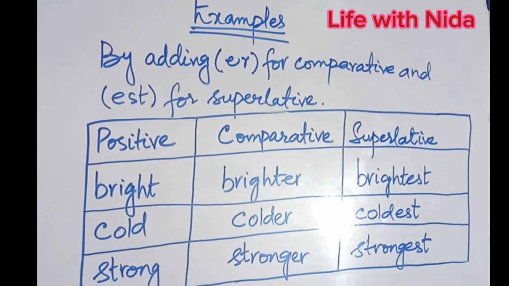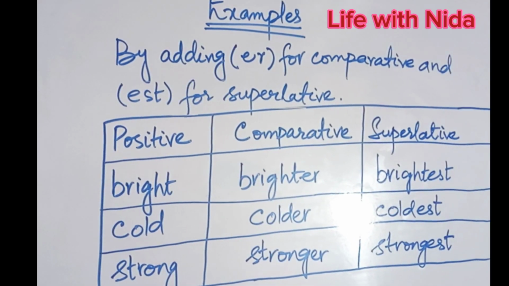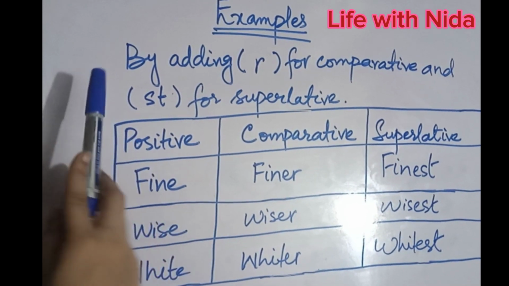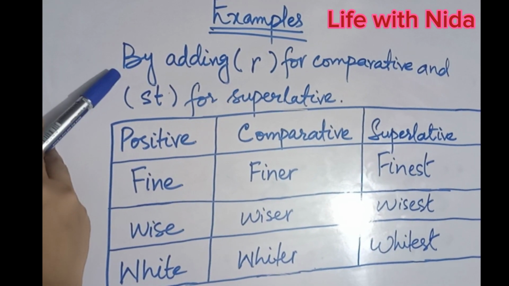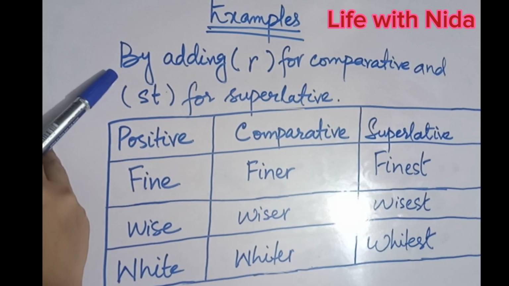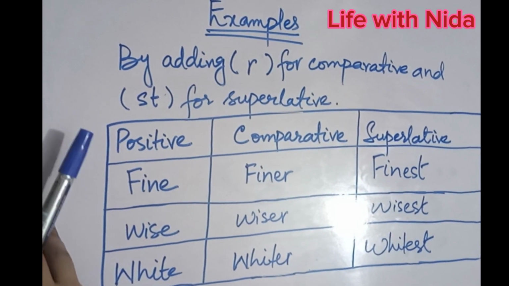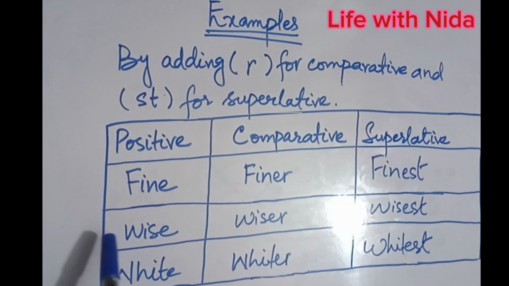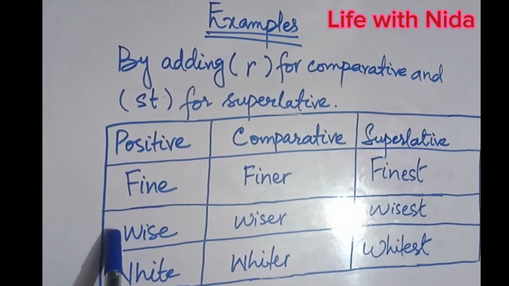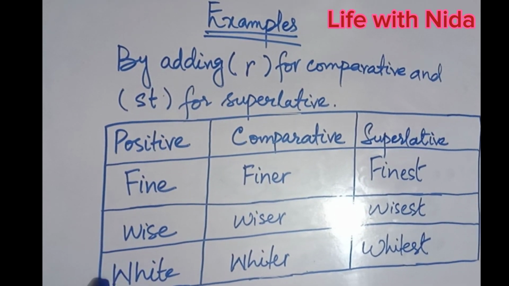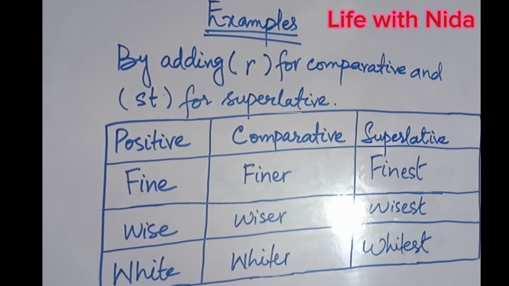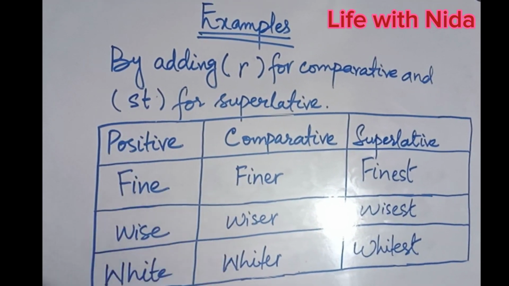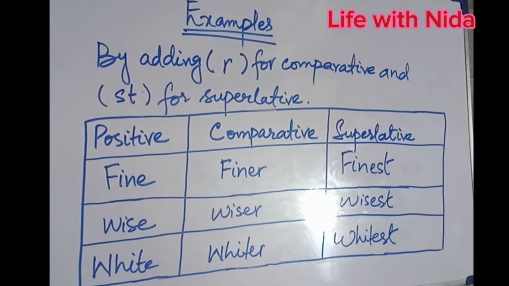So let's see another way of changing comparative and superlative degree. By adding R for comparative and ST for superlative at the end of the positive degree. So this is another way of changing comparative and superlative degree. Number 1, fine, finer, finest. Number 2, wise, wiser, wisest. Number 3, white, whiter, whitest. So note down the characters R and ST for the conversion of comparative and superlative degree at the end of the positive degree.